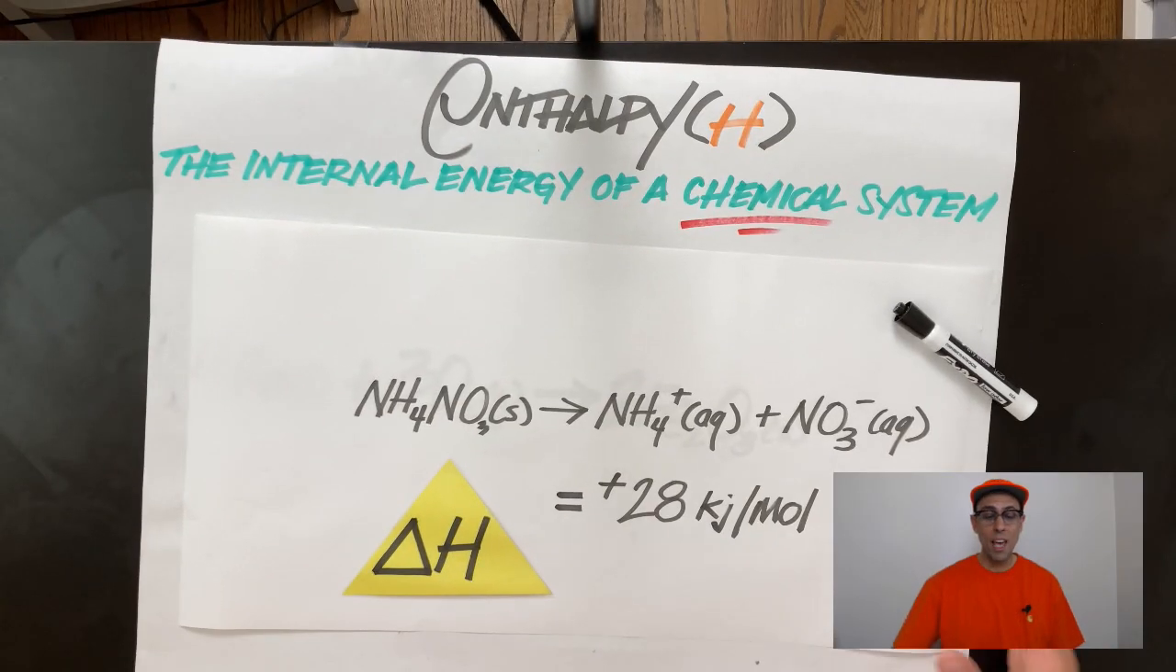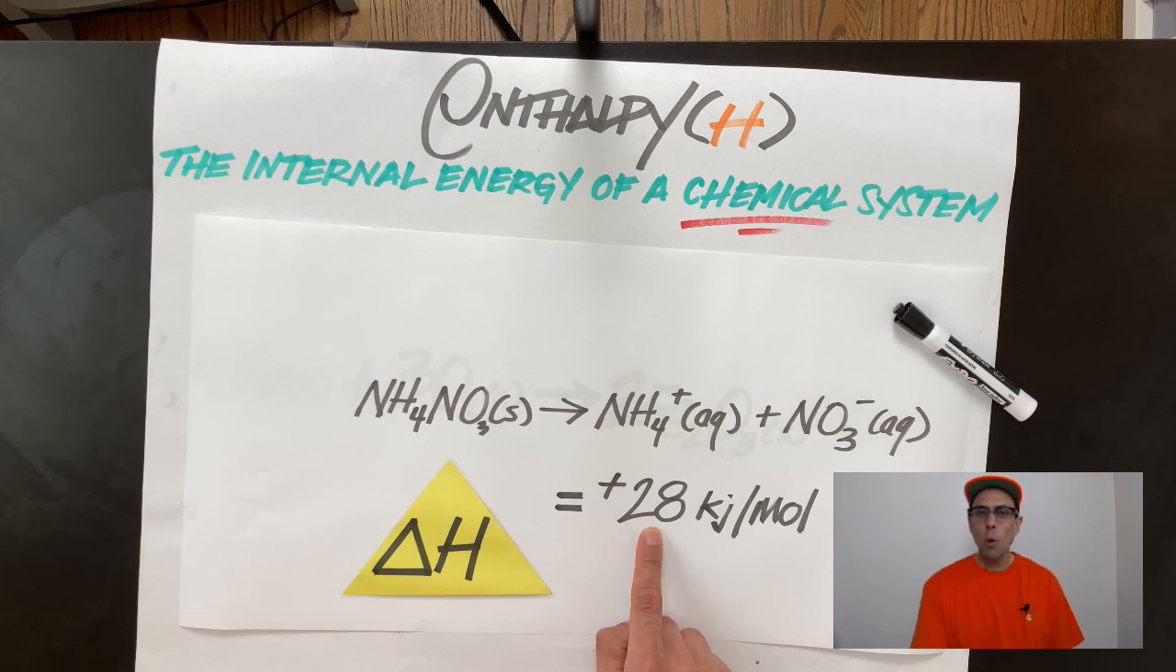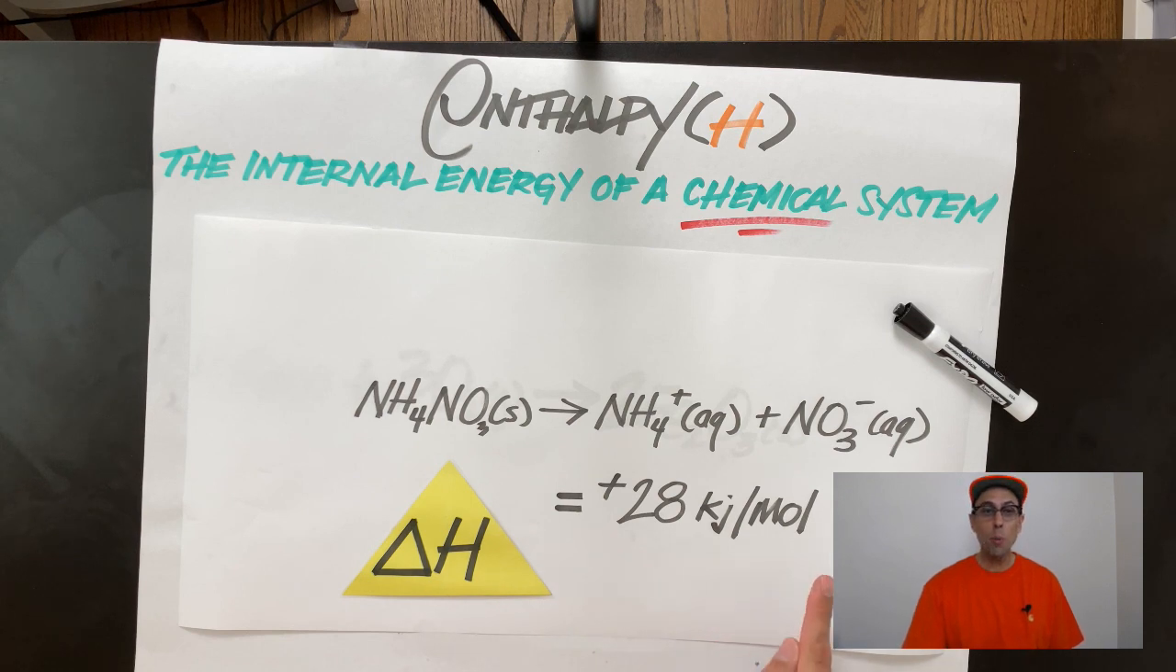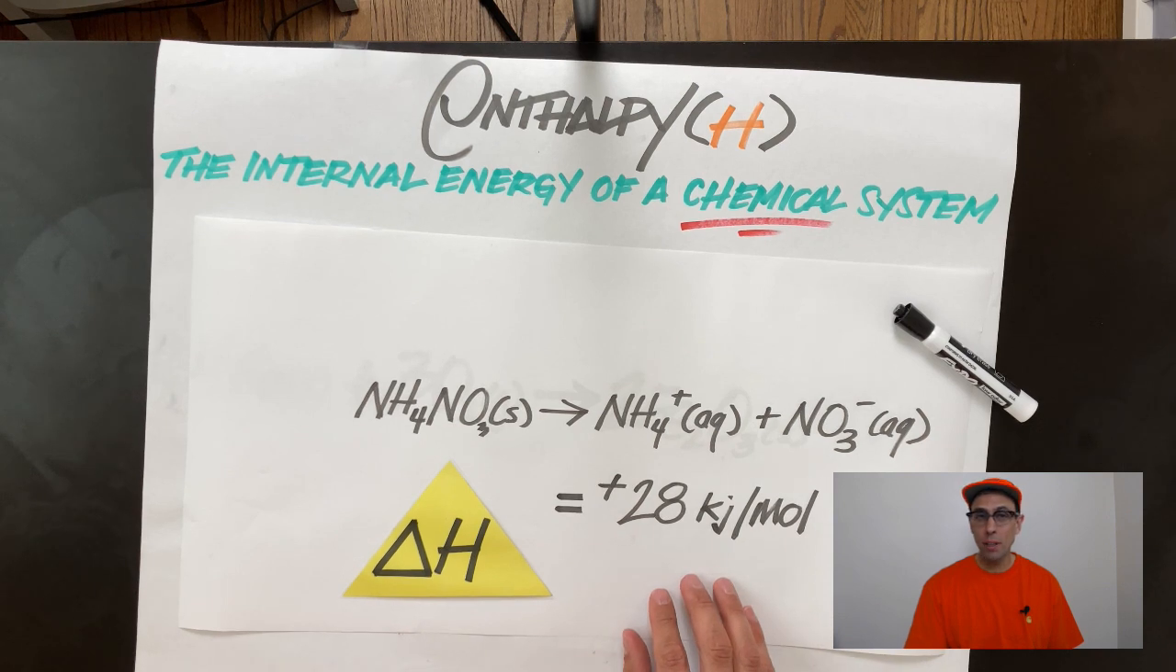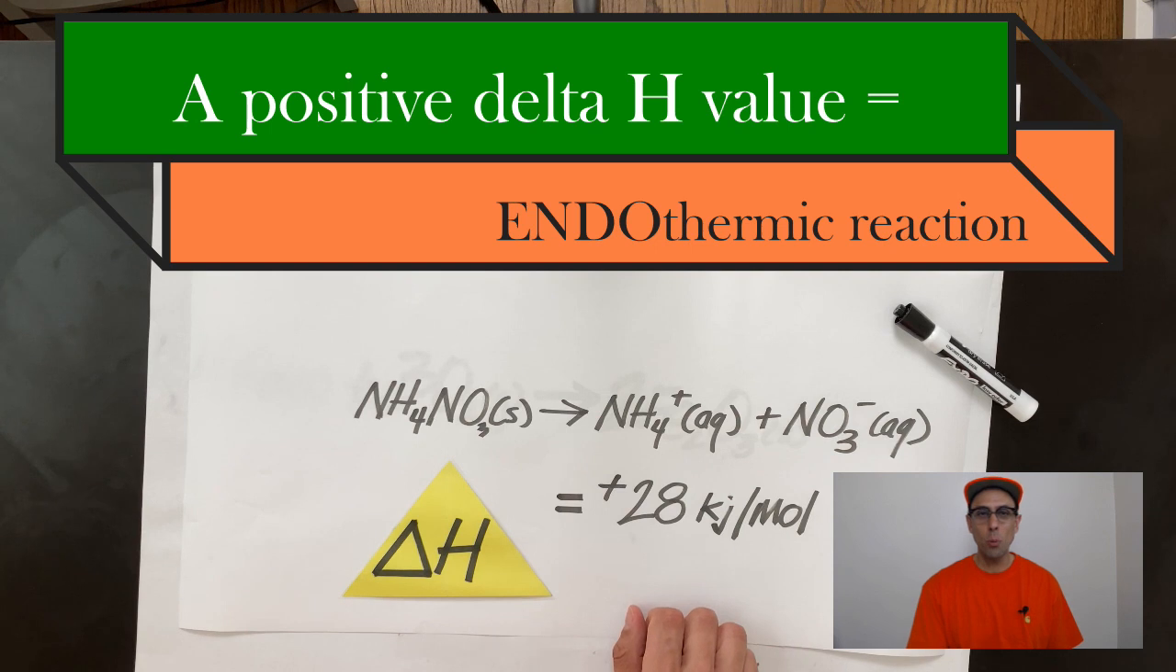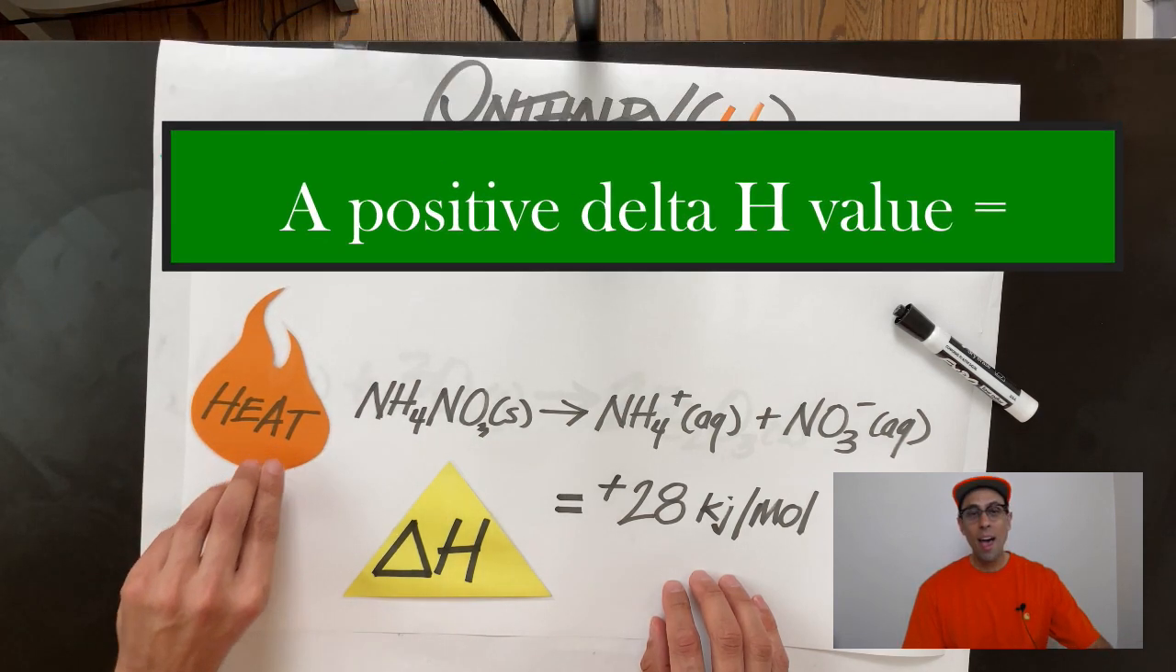Now, in the case of this chemical reaction, the decomposition of ammonium nitrate, we see that the delta H value is a positive number. What does this mean? Well, this means you have to add or input 28 kilojoules per mole of energy in order to get this decomposition reaction to happen. Whenever we see a positive value for a delta H or change in enthalpy, we know we have an endothermic reaction or process. And that means we can consider heat as a reactant.